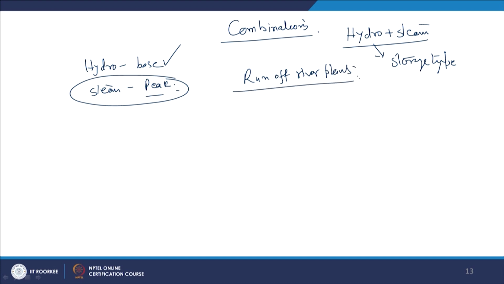So, as I said earlier, in runoff river plants, the continuous flow of water has to be maintained, right. So, their scope is quite limited. And then we have predominantly thermal plants. Thermal power plants work as base load plants.